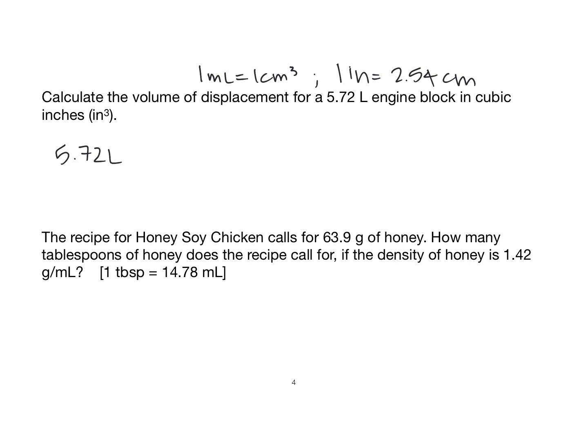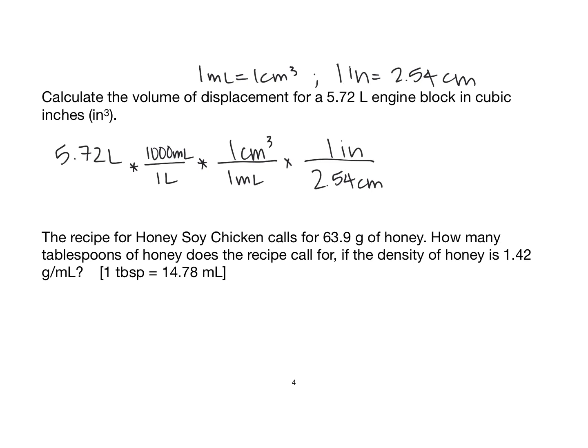So we know that in 1 liter, there is 1,000 milliliters. And that in 1 milliliter, there's 1 cubic centimeter. Now, we also know that 2.54 centimeters is equal to 1 inch. Now, this is asked for in inches cubed, so we need to cube our conversion.